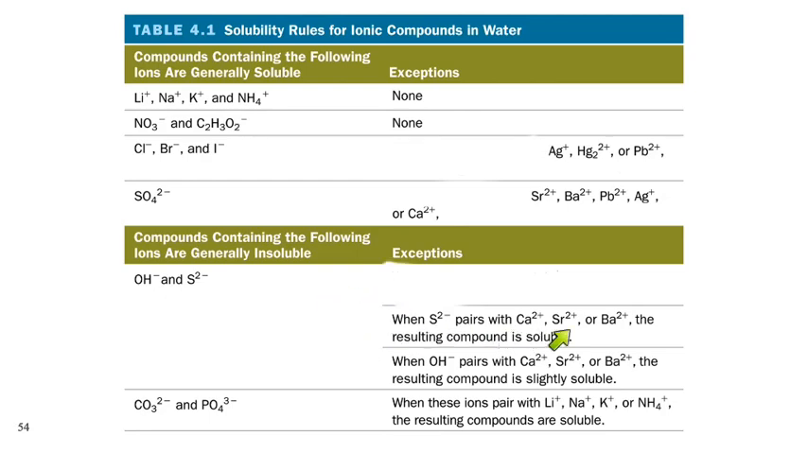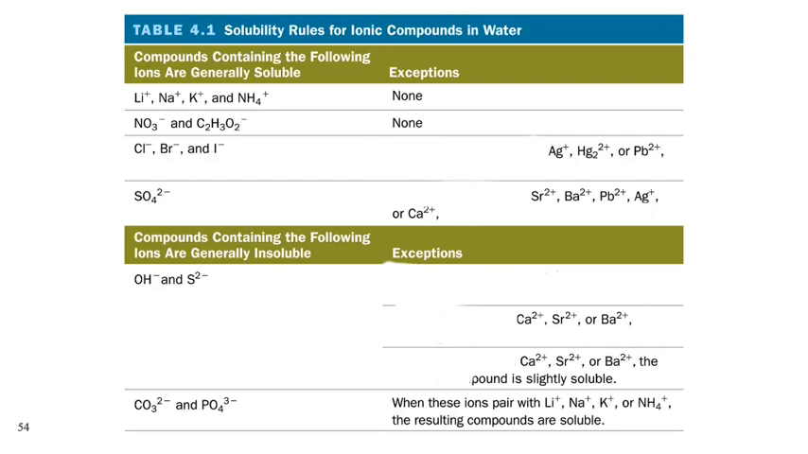When sulfide pairs with one of these guys, well, let's get rid of the words. Calcium, strontium, or barium, then it's soluble. Those are the same 3 guys that were an exception up here. Okay? So there they were an exception that made it soluble. Here they are an exception that makes it insoluble. And then hydroxide pairing with those same 3 guys, the resulting compound is slightly soluble. Well, usually the difference between slightly soluble and soluble just doesn't make that much of a difference.